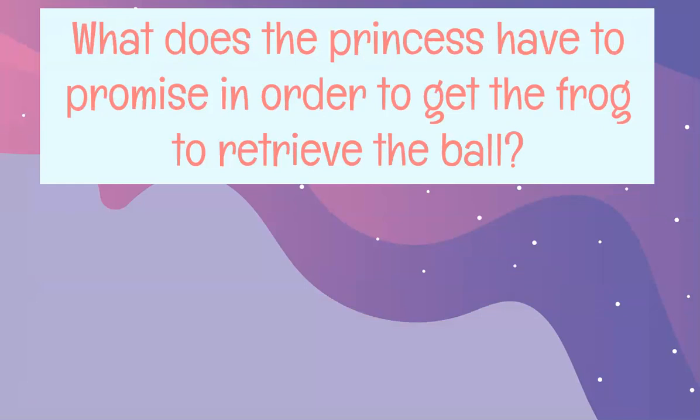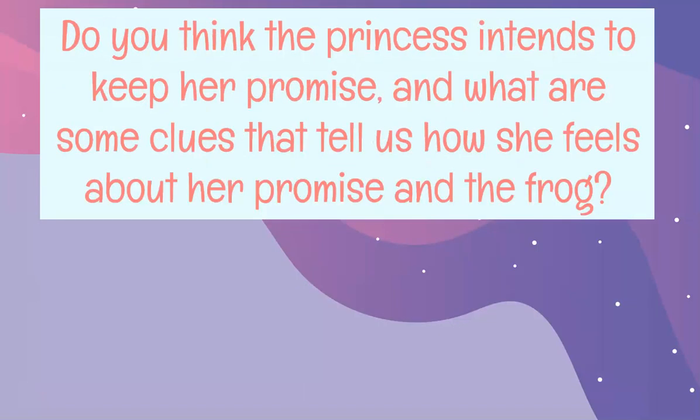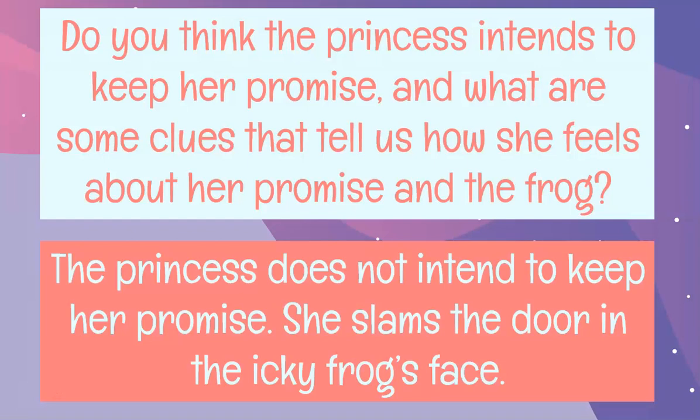What does the princess have to promise in order to get the frog to retrieve the ball? The princess promises to be a friend, to love the frog, and to share everything with the frog. Do you think she intends to keep her promise? And what are some clues that tell us how she feels about her promise and the frog? The princess does not intend to keep her promise. She slams the door in the icky frog's face.